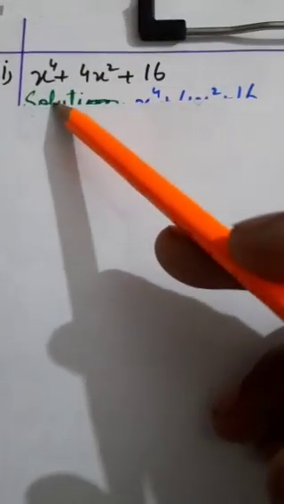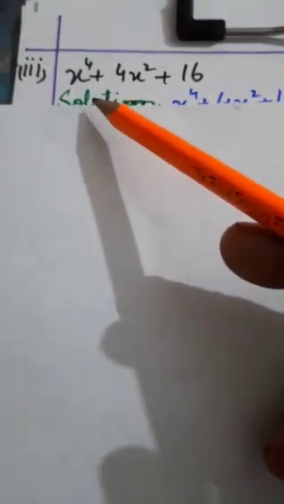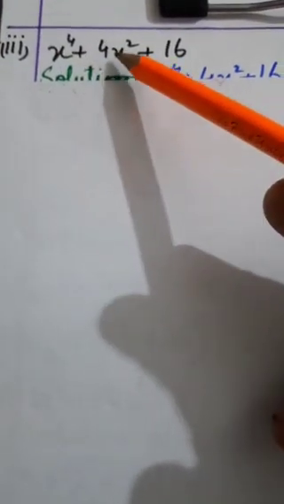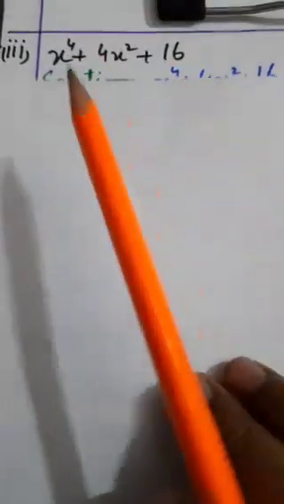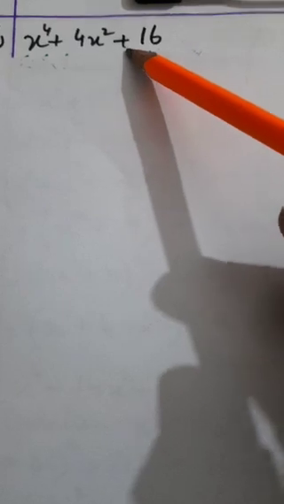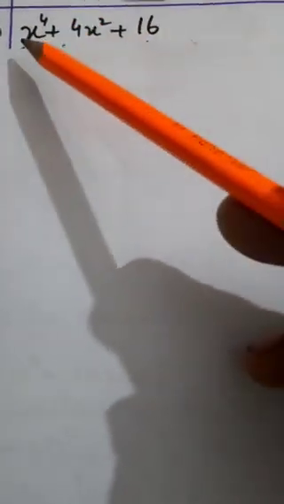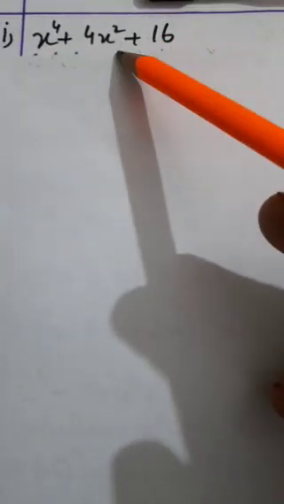Now the third part, girls. I hope you understand the first and second part. Now the third part is, girls, x power 4 plus 4x square plus 16. Again, first of all, you have to see whether anything is common. No, because all the same numbers are not present, because in the first term 4 is not present.